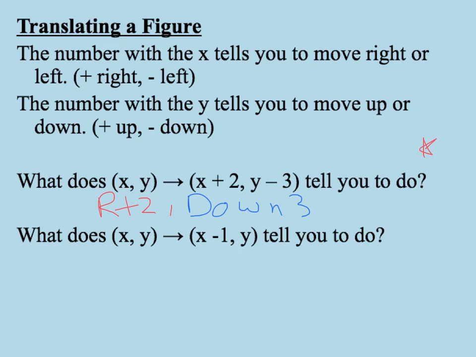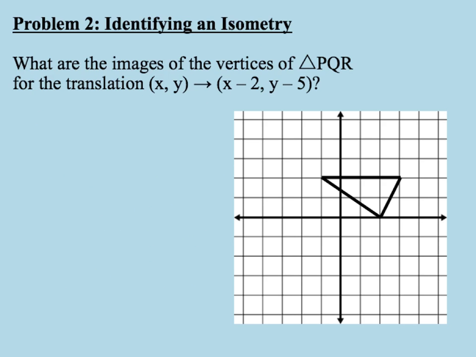Pause the video and try to do the next one by yourself. The x is going to move it left 1, and the y just stays as y, so it's going to be the same. So here, what is going to be the new vertices for the translation?